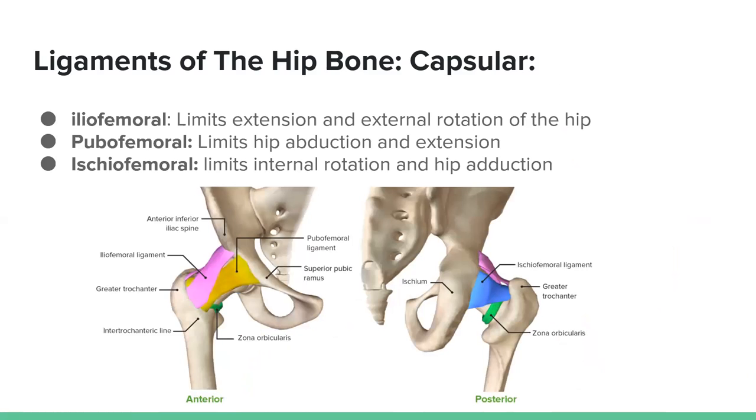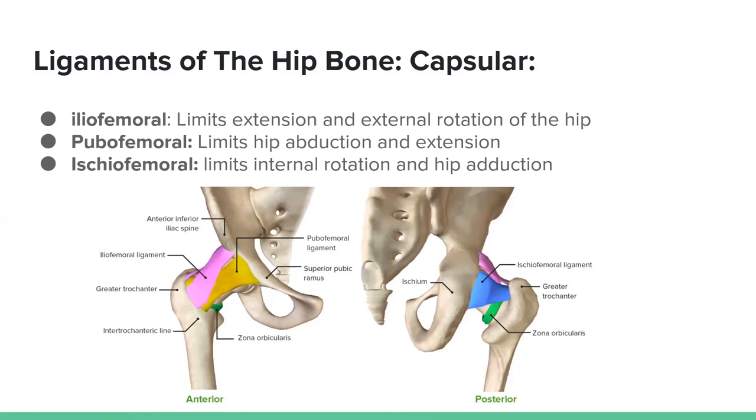Okay, so now we're going to go over ligaments, starting with the hip bone, where we're going to go into capsular. So we have 3 categories: your iliofemoral, which you can see right here in the pink area. It limits extension and external rotation of the hip. You do have a certain range that you can't go outside of if you're functioning properly.